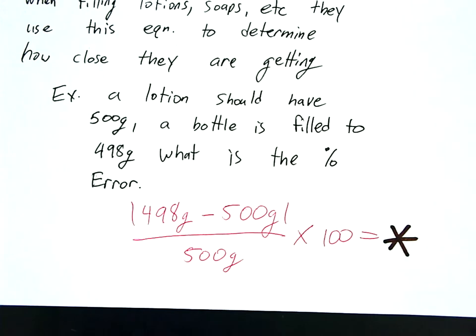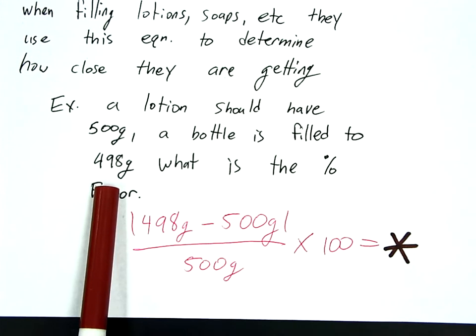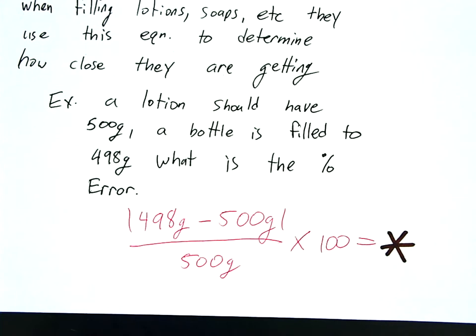So I would like you guys to sit down and figure out what is the percent error when you fill a 498 bottle that should have been 500. Keep in mind, there's always going to be a tolerance on real-life items. They're not always going to be filled to that number. They might be a little bit more. They might be a little less. They just need to be within a certain amount. And that's what percent error helps us figure out: if they're within the amount that they're supposed to be or not.